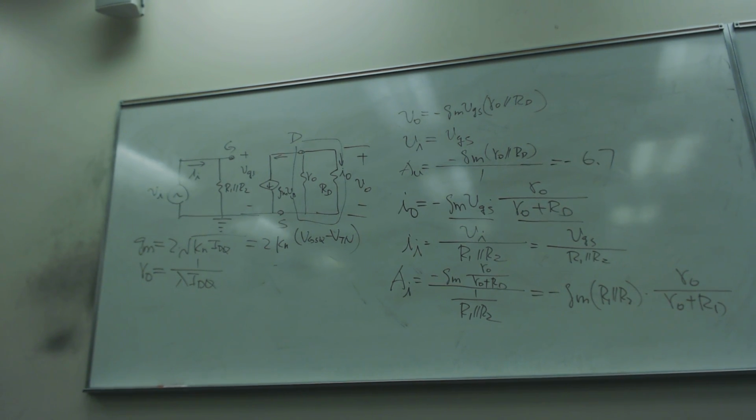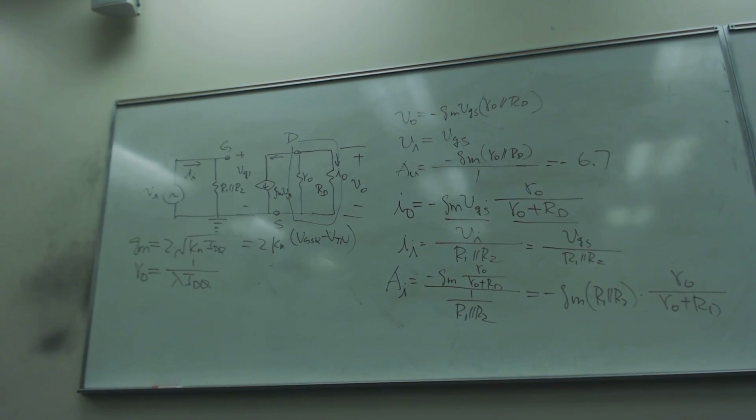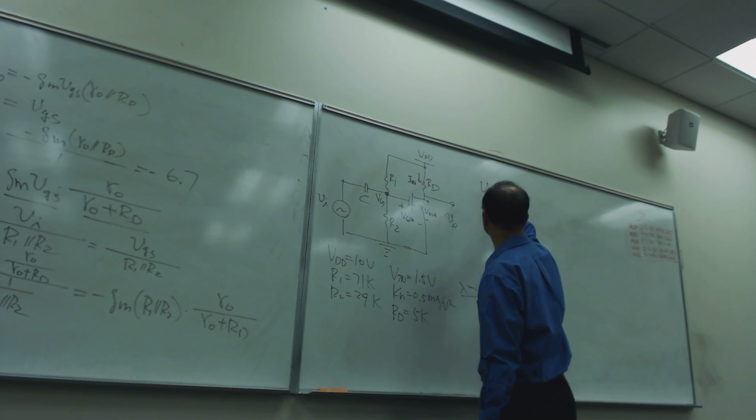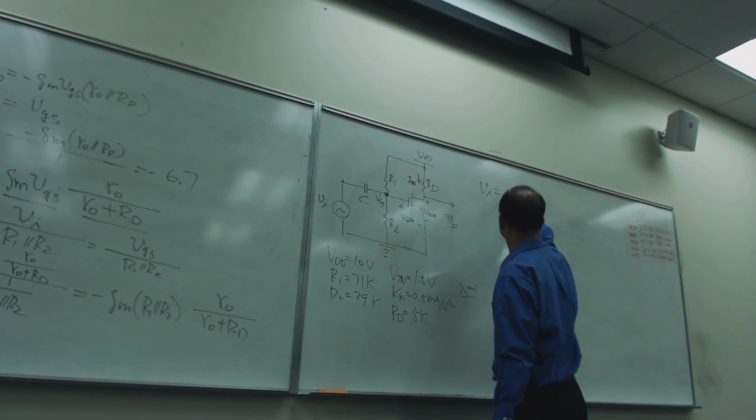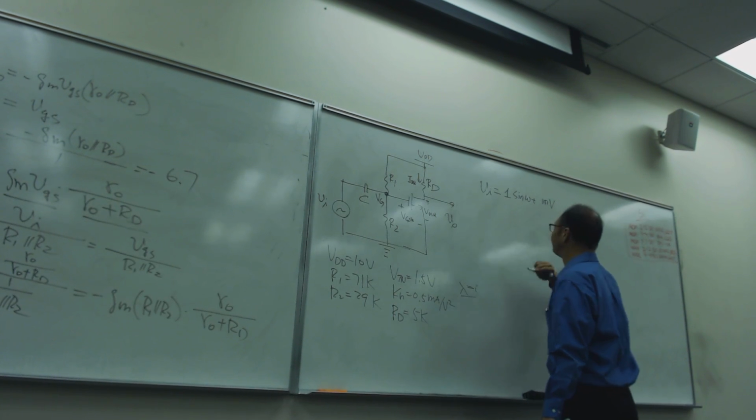Right now, if I ask you, let's say V sub I equals something, let me give you a number. How much time do I have left? 5 minutes. Oh, good. So let's say I have V sub I equal to 1 sine omega t millivolt. Okay?